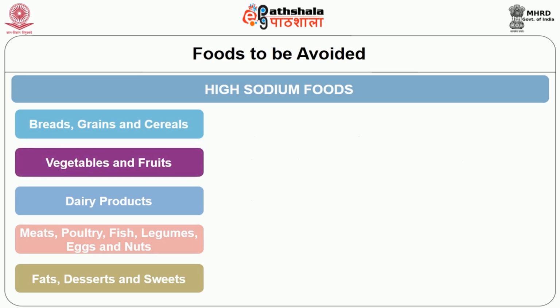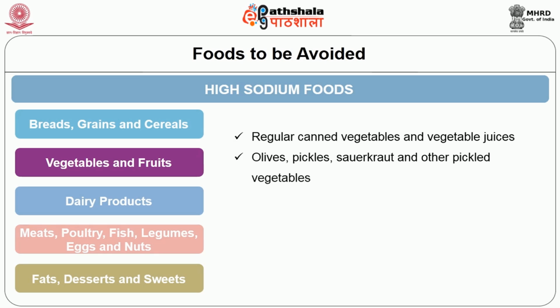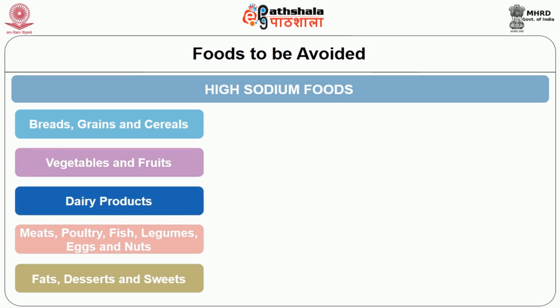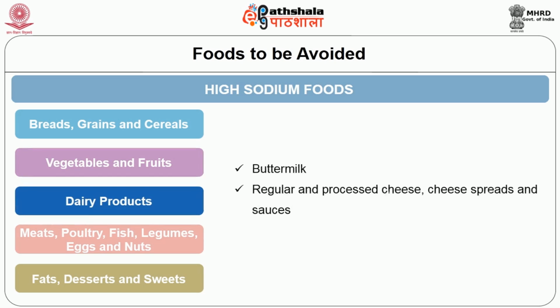And among the vegetables and fruits, regular canned vegetables and vegetable juices, olives, pickles, sauerkraut and other pickled vegetables, vegetables made with ham, bacon and salted pork, packaged mixes, frozen hash browns and tater tots, commercially prepared pasta and tomato sauces and salsa. With relevance to dairy products, buttermilk, regular and processed cheese, cheese spreads and sauces and cottage cheese.